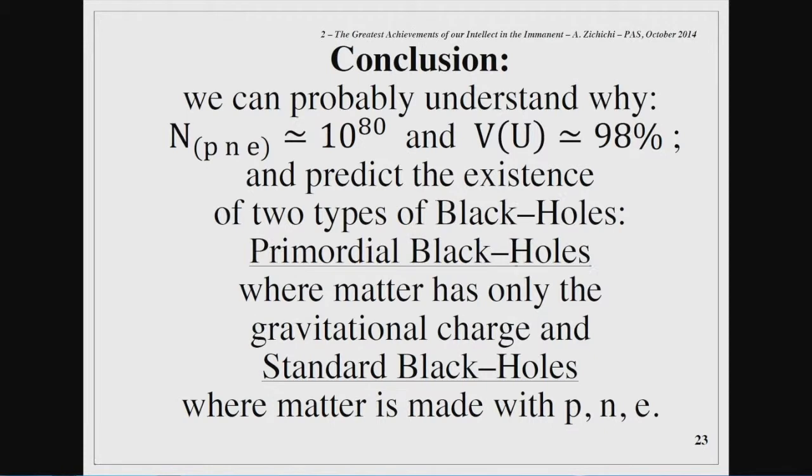And this is the reason why we can predict the existence of two types of black holes: the primordial black holes, where matter has only the gravitational charge, and the standard black holes, where matter is made with protons, neutrons, and electrons.